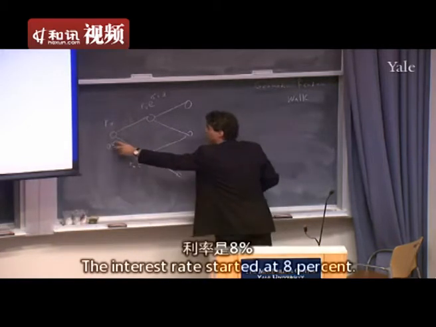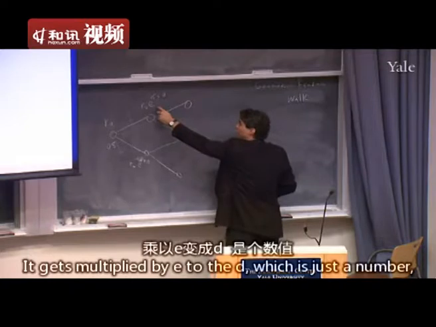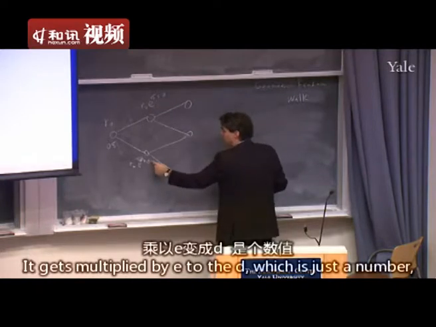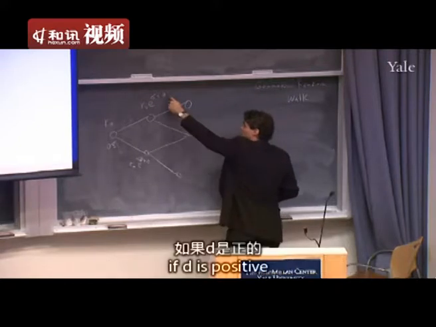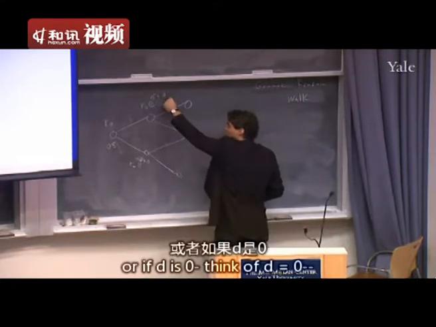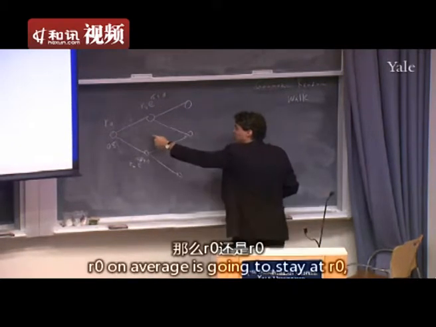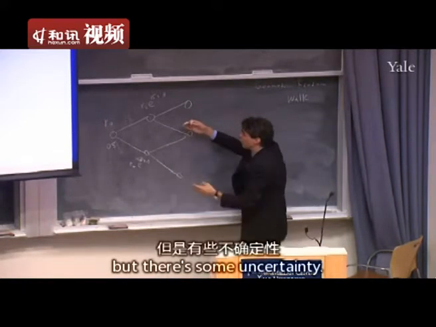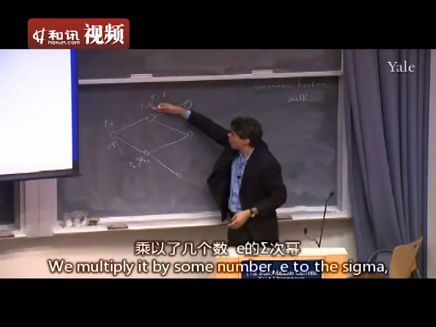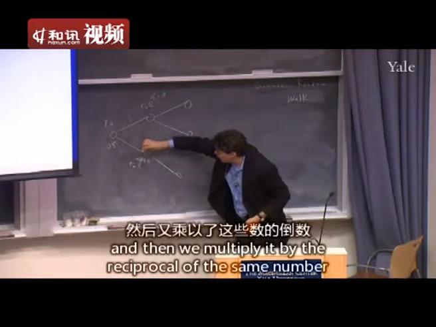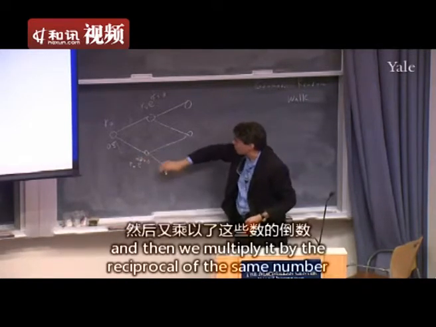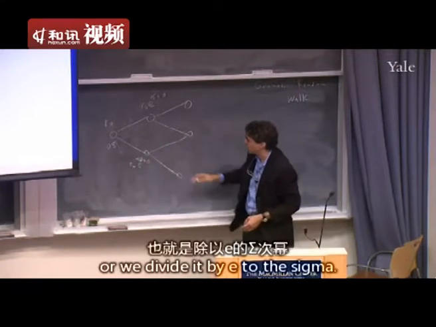Okay, so what's happened here? The interest rate started at 8%. It gets multiplied by e to the d, which is just a number. So it's maybe tending to go up over time if d is positive, or if d is 0, r0 on average is going to stay at r0. But there's some uncertainty. Maybe the interest rate goes up. We multiply it by some number, e to the sigma, and then we multiply it by the reciprocal of the same number. We divide it by e to the sigma.